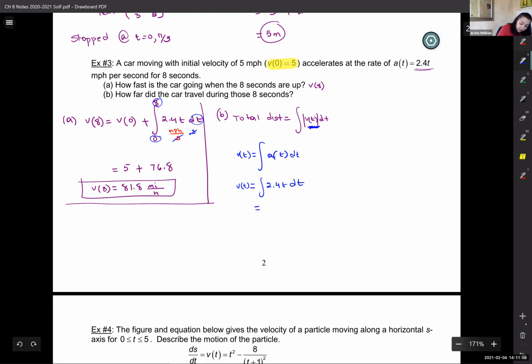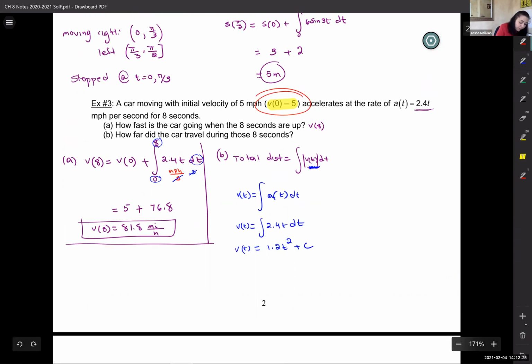So this is 2.4 t squared over 2, 1.2 t squared plus c. Oh man, I got a plus c. What the heck? Now what? How can I find the c? Can I find the c? I can find the c.